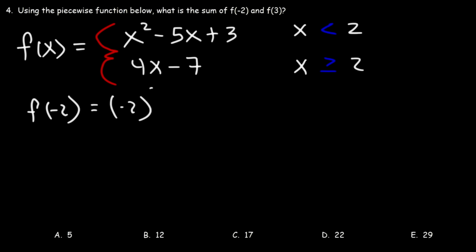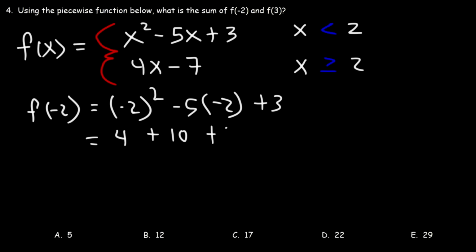So it's going to be negative 2 squared minus 5 times negative 2 plus 3. So negative 2 squared, that's positive 4. Negative 5 times negative 2 is positive 10. So 4 plus 10 plus 3 is 17.